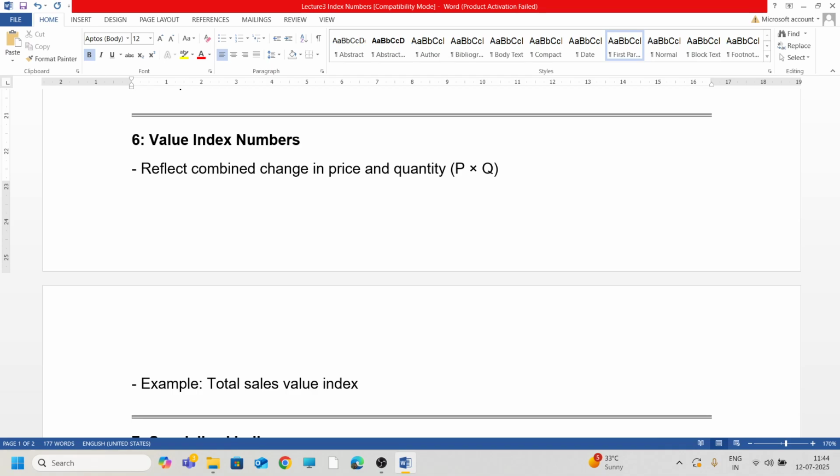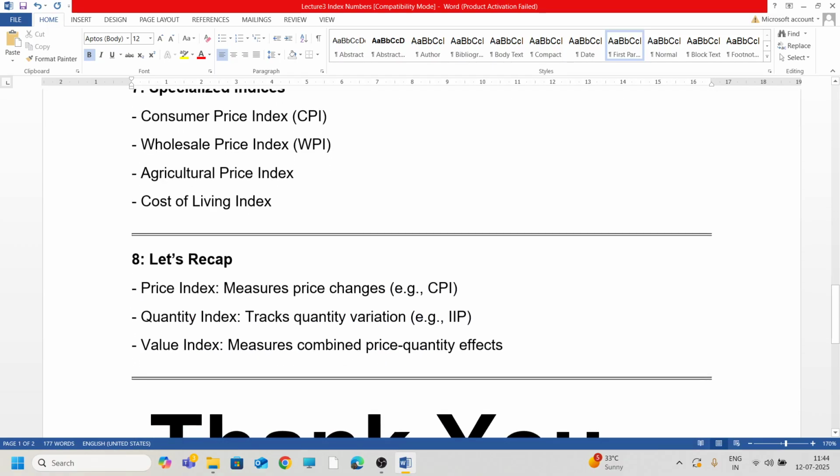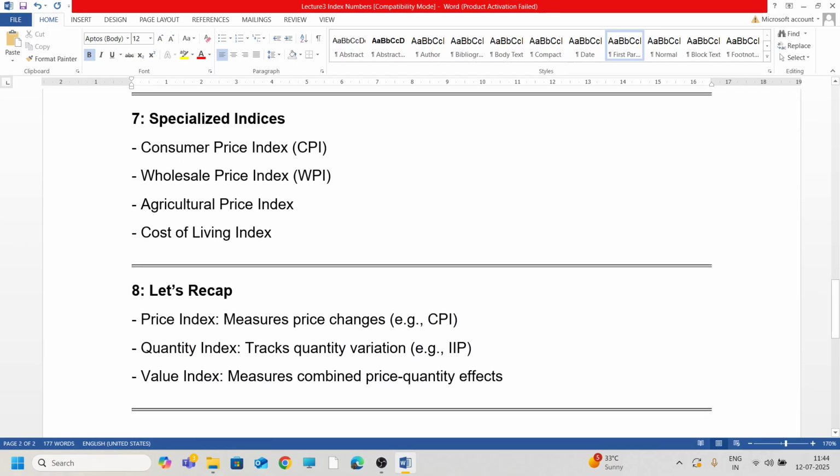Okay, so the next one, specialized indices. What are the specialized indices? Consumer price index CPI, wholesale price index WPI, agricultural price index, cost of living index. There are several specialized indices based on specific needs. The CPI and WPI are price based indices, while the agricultural price index focuses on farm products. The cost of living index is often used for salary and wage adjustments.